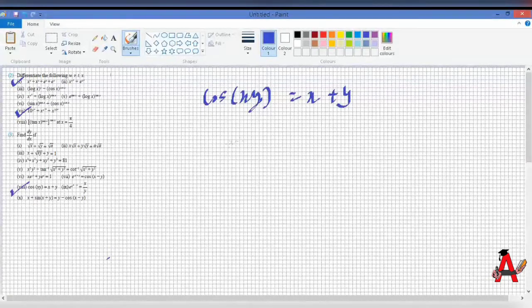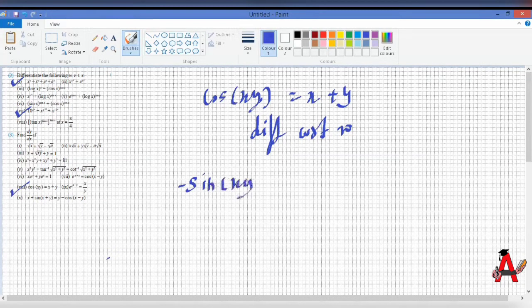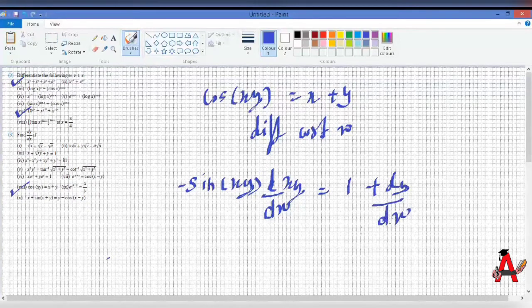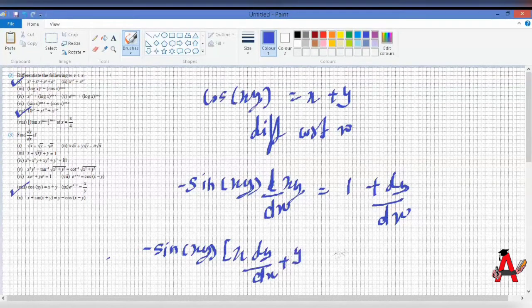Again, simple direct derivative. First we will take differentiation with respect to x. Here, it is cos of a function. So derivative of cos of a function is minus sine of the function into derivative of the function, that is derivative of x into y. Here derivative of x is 1 and derivative of y is dy by dx. Now let's differentiate xy. Again here it will be u into v. So minus sine of xy into x times derivative of y plus y into derivative of x, which is 1, is equal to 1 plus dy by dx.